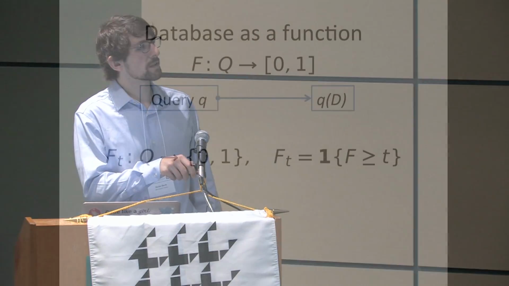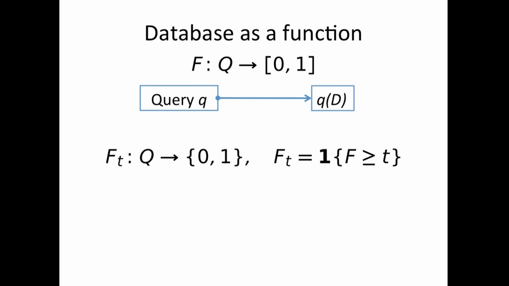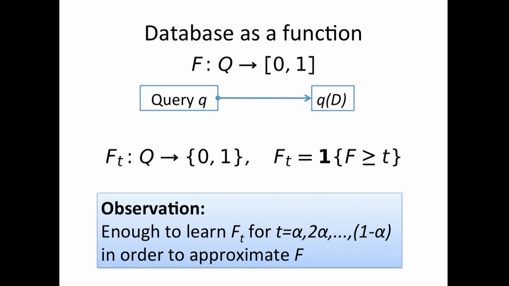So I define f sub t as just the threshold function, which is 1 if the answer is bigger than t, and 0 otherwise. So it's just a simple discretization. I do that because learning theorists like to come up with learning algorithms for Boolean functions. So you can talk about Boolean functions instead. It's enough to learn f sub t for a fine enough net on the real line to get an approximation of f overall. Okay? So you can restrict your attention to Boolean functions.